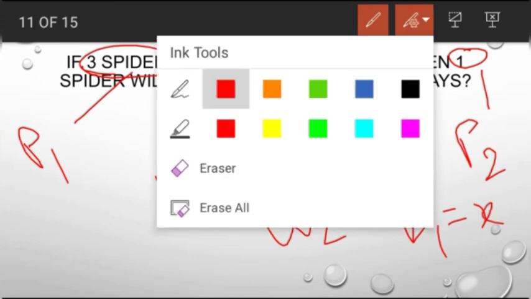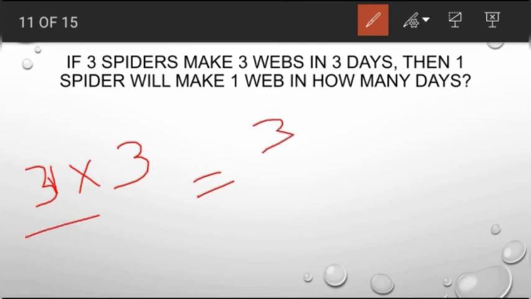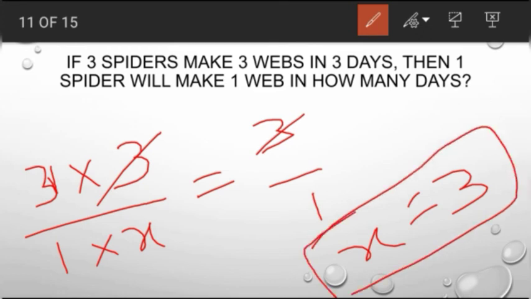Now substitute all the values. What is P1? Number of persons or things, that is 3 into how many days? 3. And what is W1? 3 by how many spiders? 1. And how many days? X by how many work? 1 web. See here, 3 cancels and X equals 3 days. Okay, and the answer is 3 days.